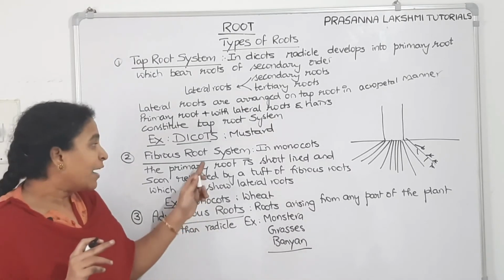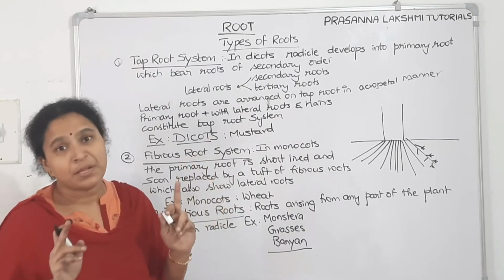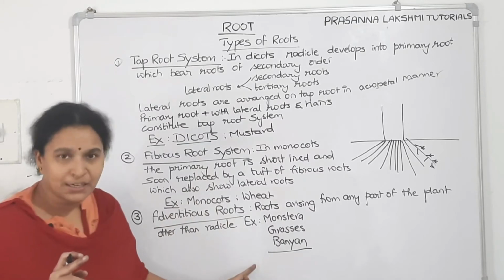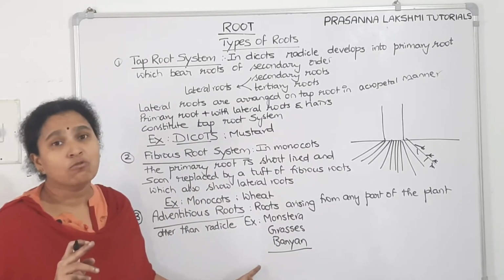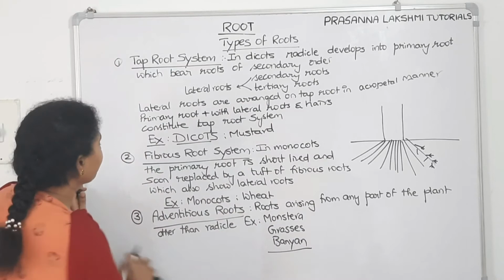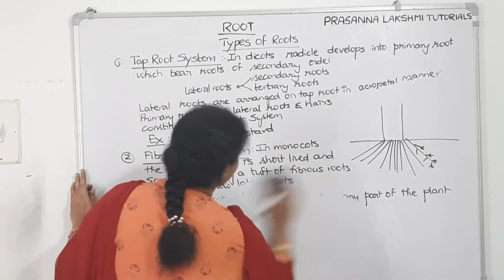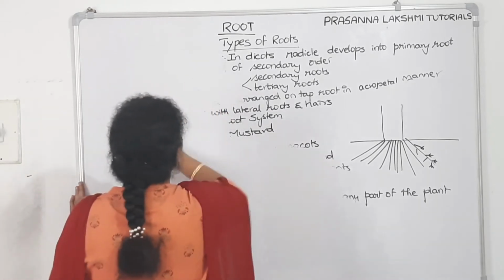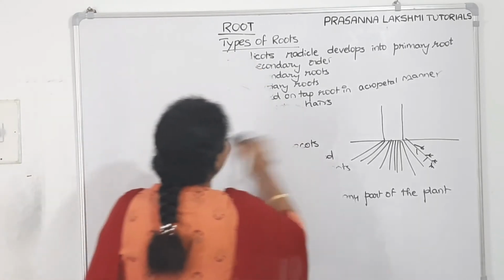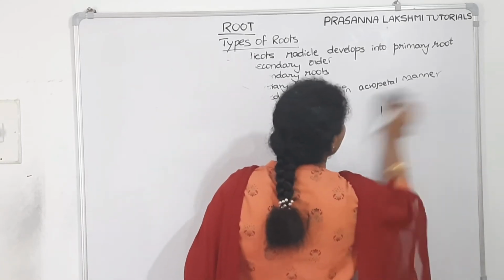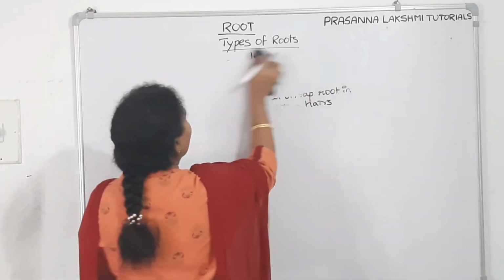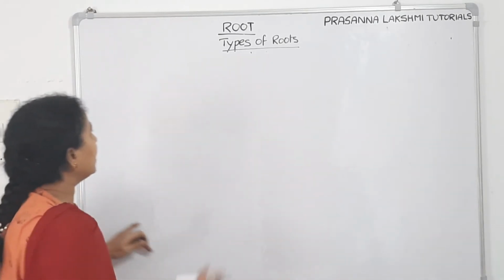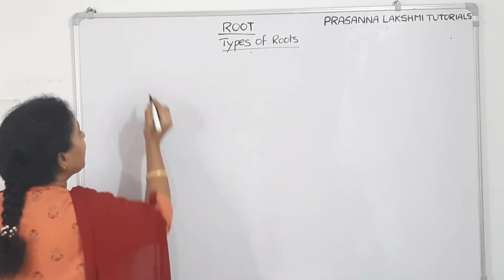So, that means fibrous root is also from the stem only, not from the radicle. We can tell that all fibrous roots are adventitious roots, but all adventitious roots are not fibrous roots. Okay, so you understood three types of roots. The first one is taproot, next one is fibrous root, the third one is adventitious root. Taproot is characteristic of dicot, fibrous root is characteristic of monocot, and adventitious roots are found in dicots also, monocots also. Now we are telling that fibrous root is also a type of adventitious root.